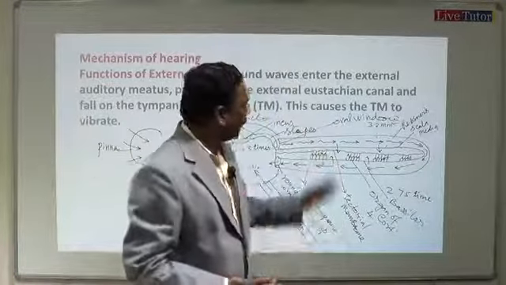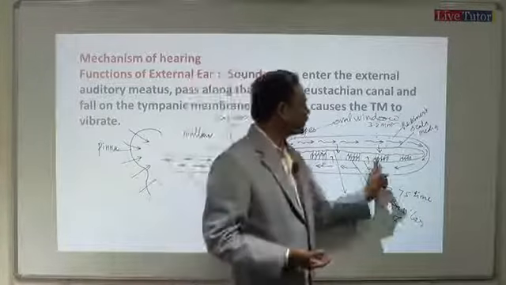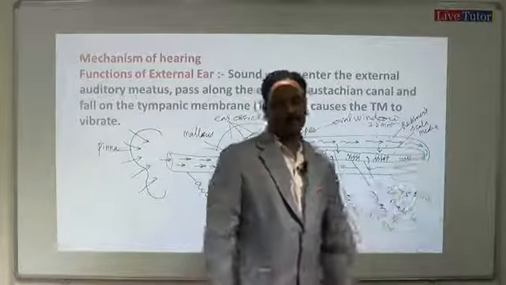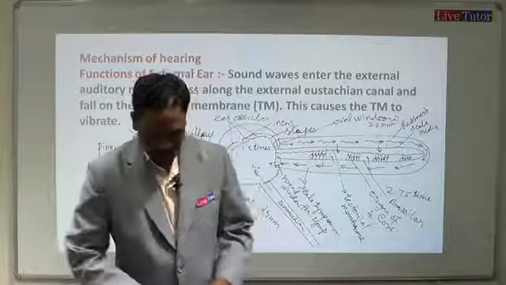With this bending, the hair cells receive the stimuli, convert them into impulses and transmit them to the brain, where it is interpreted and the sound is recognized. High pitch sound is received in the lower portion of the cochlea, and low pitch sound in the upper part of the cochlea. That's all about the mechanism of hearing. It is a 10-mark question.